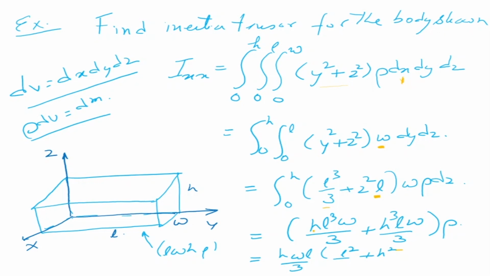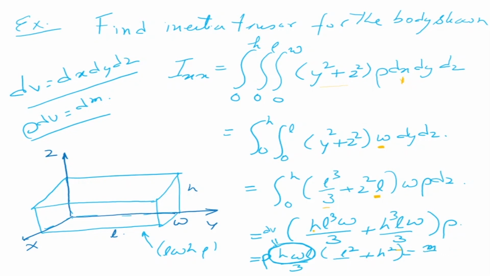I take 3 out also. So I take h w L by 3 out, and what is left inside is L squared plus h squared, and there is a rho also here. So what is this term equal to? This is equal to your volume. So rho into the volume is your mass. So this becomes equal to m by 3.